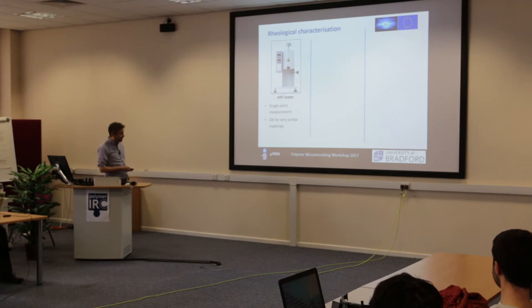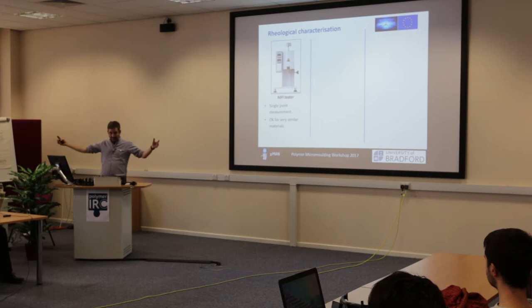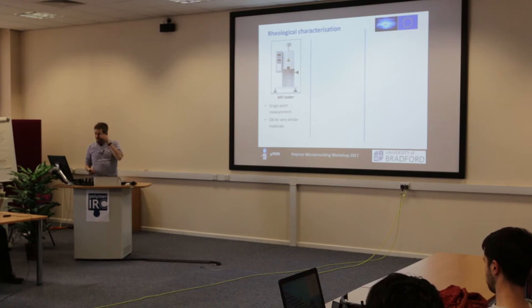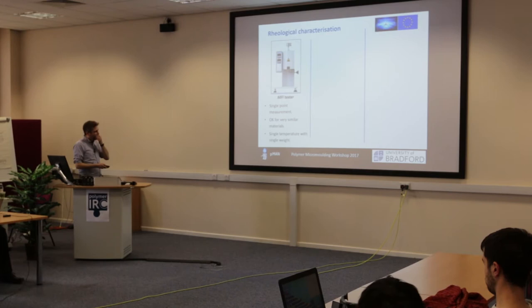It will tell you how easy it is to flow something from A to B, and you end up getting a value, okay? That's all you get. So you'll see when we go upstairs, the value of the material upstairs is 12, all right? A little bit simplistic, perhaps, okay? A single temperature with a single weight tells us everything we need to know.